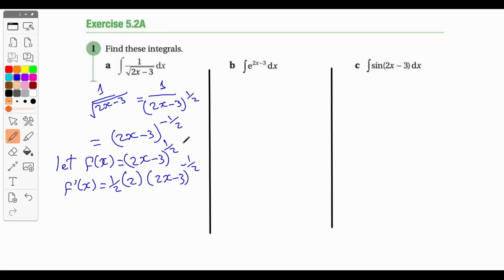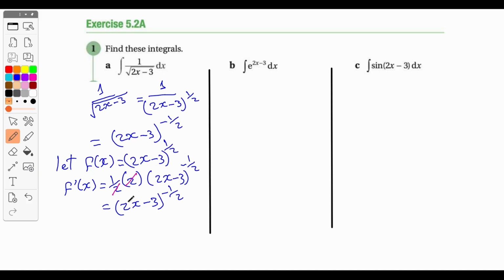This is the way of differentiation, as you have studied in the first semester. It will be negative half. You know that half times 2 is just 1, by cancelling the 2 with 2, so it will be the whole 1, equal to 2x minus 3 to the power of negative half. So this one is the derivative of f of x.